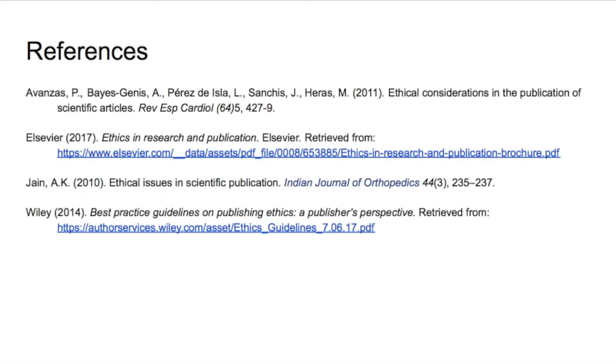These are the key references that I used for this. Of these, the Wiley Guide, Best Practice Guidelines on Publishing Ethics, is recommended. Do check it out, it is very informative.